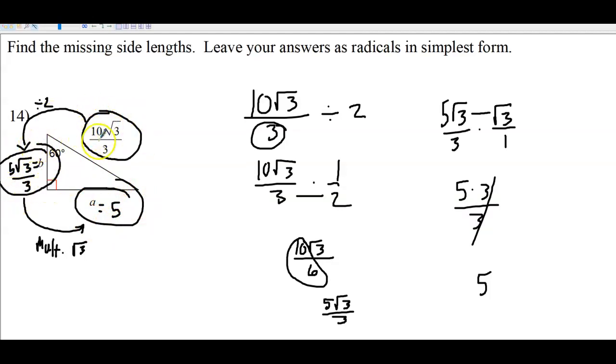So we have a really crazy looking hypotenuse here. We divided it by 2 using this process to get our short leg, which is 5 radical 3 over 3. And then we could find our long leg by multiplying that short leg by the square root of 3, which I've shown my work here, and that came out to be 5.